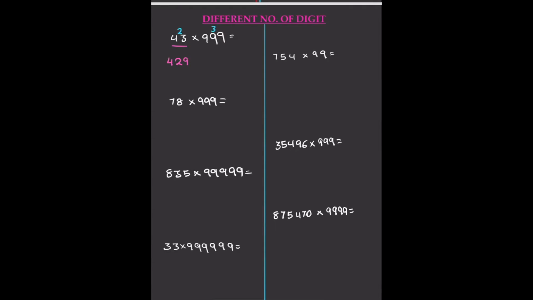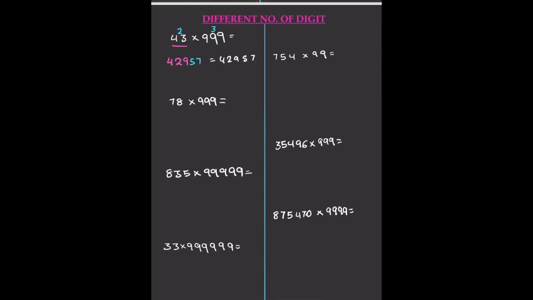Then we're going to do the same thing: we see which individual numbers we will have to add to the 4 and the 2 to give us 9. The number we will have to add to 4 to give us 9 will be 5, because 5 plus 4 is 9. The number we will have to add to 2 to give us 9 will be 7, because 7 plus 2 is 9. So the answer is 42957.